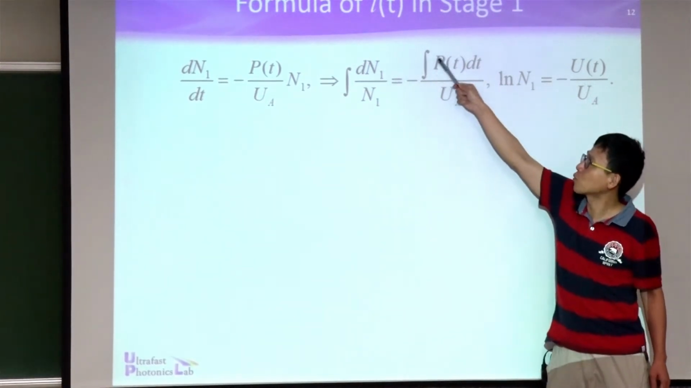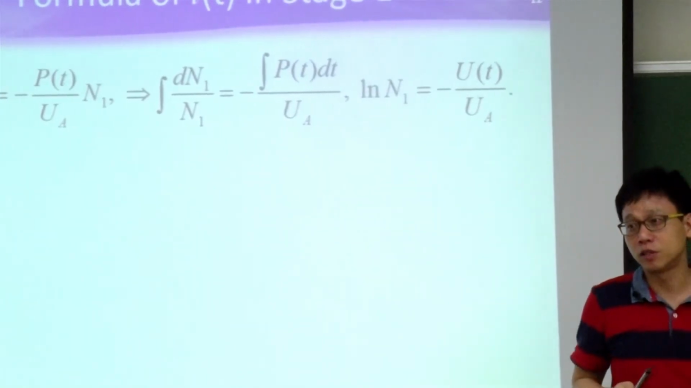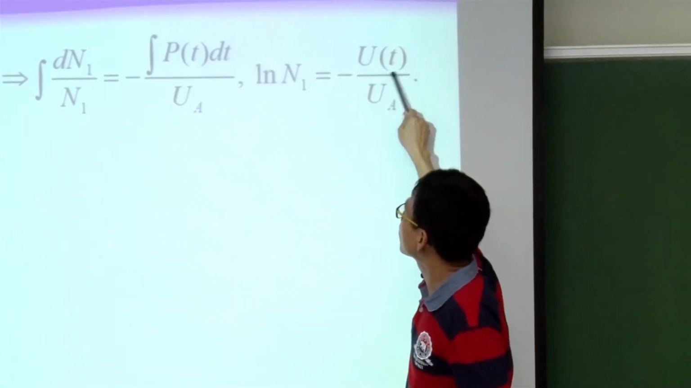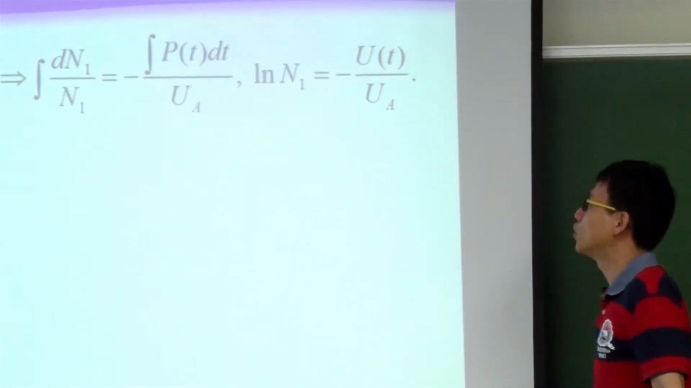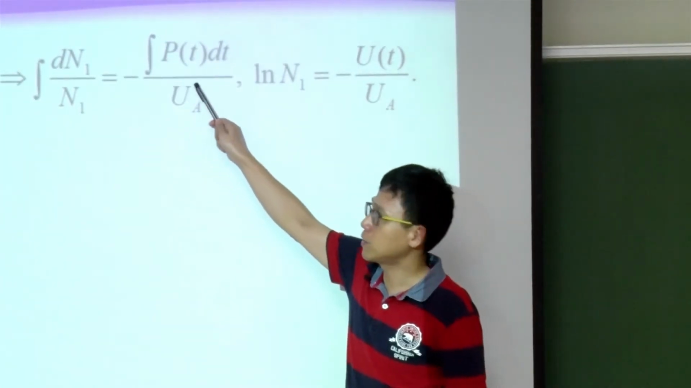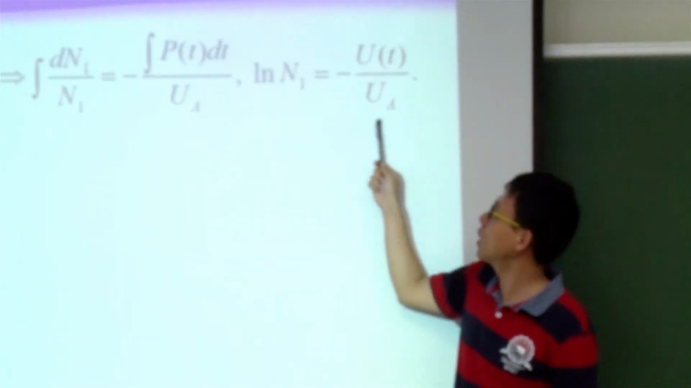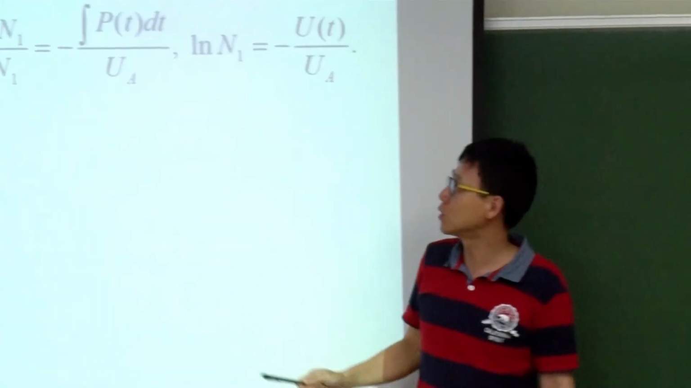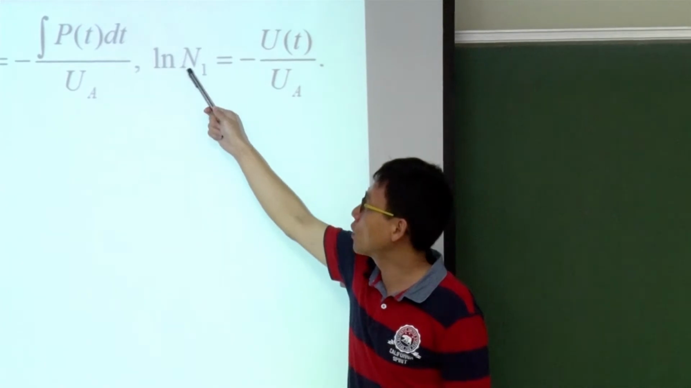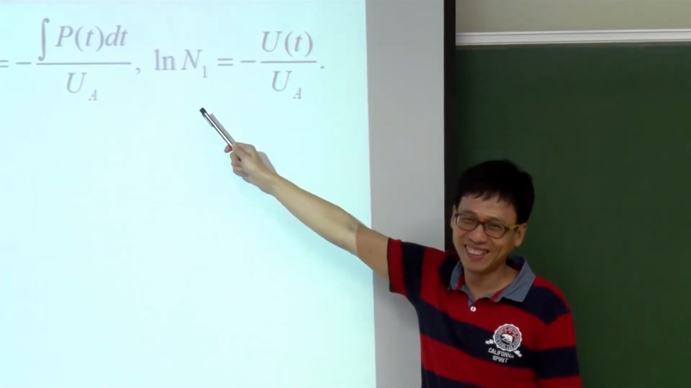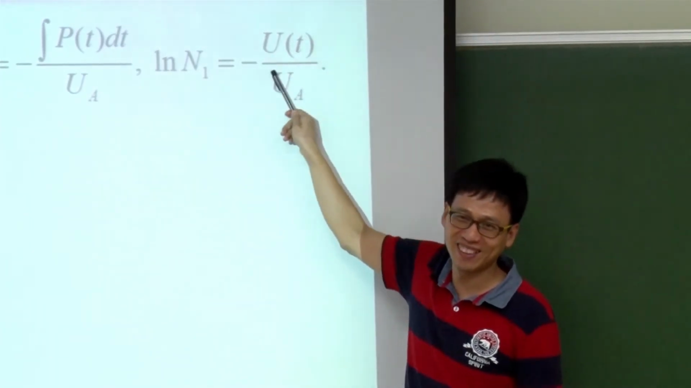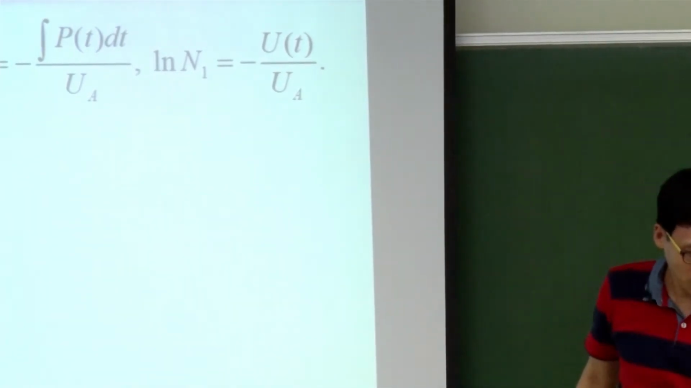What's the integration of this one? Power after time integration means energy, right? So you have U of t in the numerator. It is the pulse energy. U sub A is a constant, so you do not have to integrate it. So you have this one. Then what is the solution to N1 as a function of time? If log N1 equals this one, what is N1? By the definition of logarithm, e to the power of this one equals N1. Okay, so that's all we need.